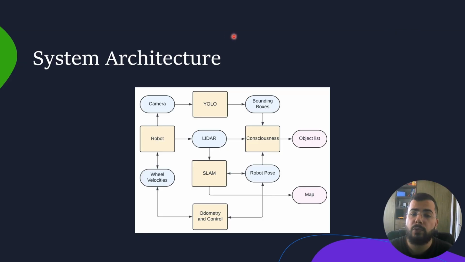We first have a robot with three sensors: the camera, the lidar, and the encoders in the wheels. The camera outputs an image that is read by a YOLO network that outputs a series of bounding boxes corresponding to the objects found within the image. The lidar outputs a series of readings that can be used by the SLAM toolbox to generate the map. And finally, the wheel encoders can be used by the robot to perform odometry and understand where it is in the world, and also to perform a PID control system to control the direction and velocity of the robot. Finally, the consciousness node understands the bounding boxes, the lidar system, and the robot pose to output a series of object classifications with their position in the world.